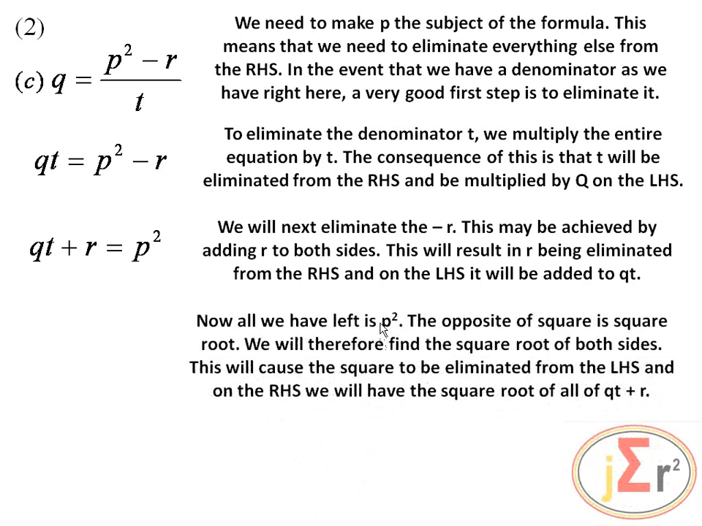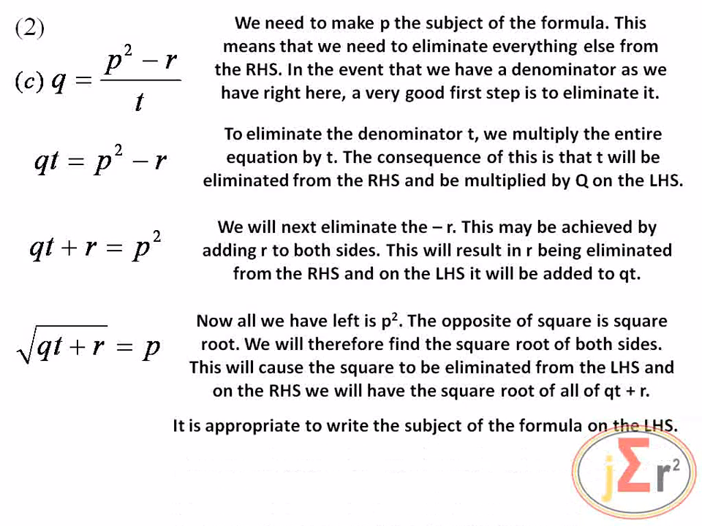Next, we have p squared. The opposite of square is square root. We will therefore find the square root of both sides. This will cause the square to be eliminated from the right hand side, and on the left hand side we will have the square root of all of qt plus r. It is appropriate to write the subject of the formula on the left hand side, and that is what we will do.